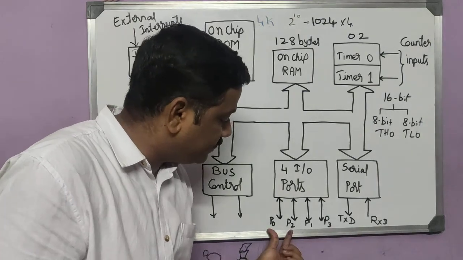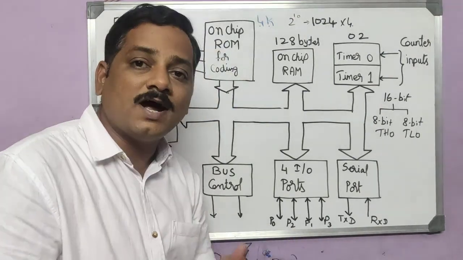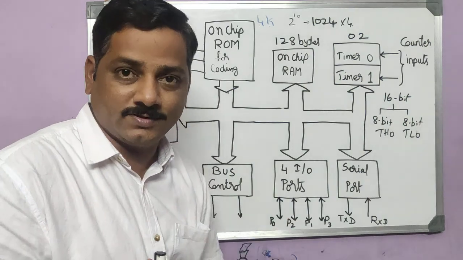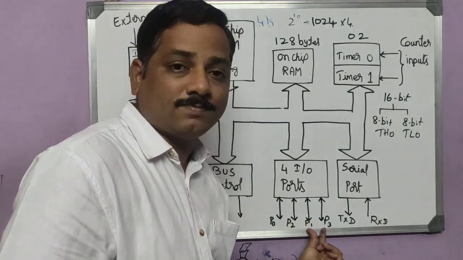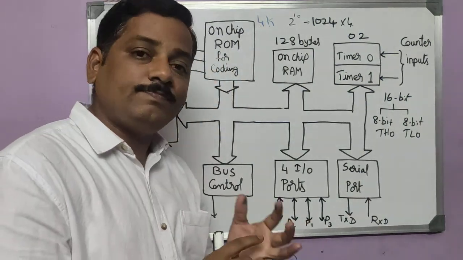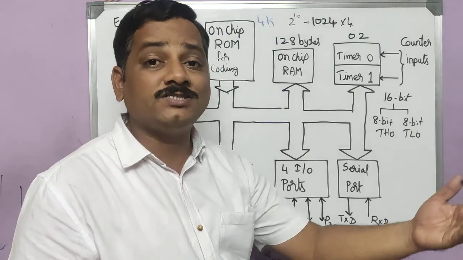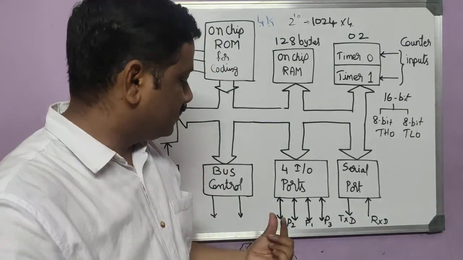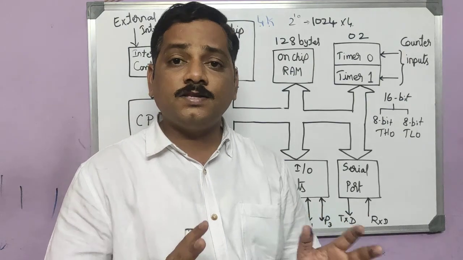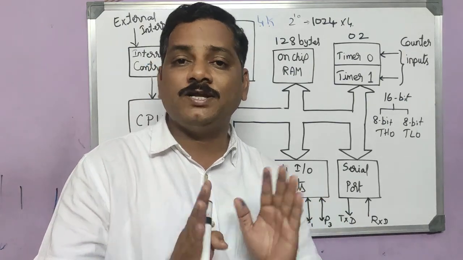Because P0 and P2 can both be used as address or data ports, whereas the other two are used only as data ports. Using port 0 and port 2, I can fetch a 16-bit address. If you see, the address can be 16-bit, but the data is only 8-bit.